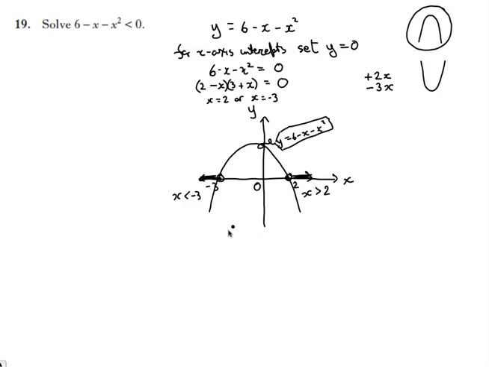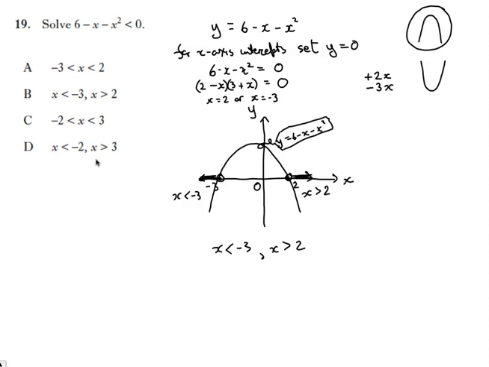So that's our solution. x is less than negative 3 or x is greater than 2. And if we look at the choices that were given, here they are, and x is less than negative 3, x is greater than 2 happens to be choice B. So choice B.